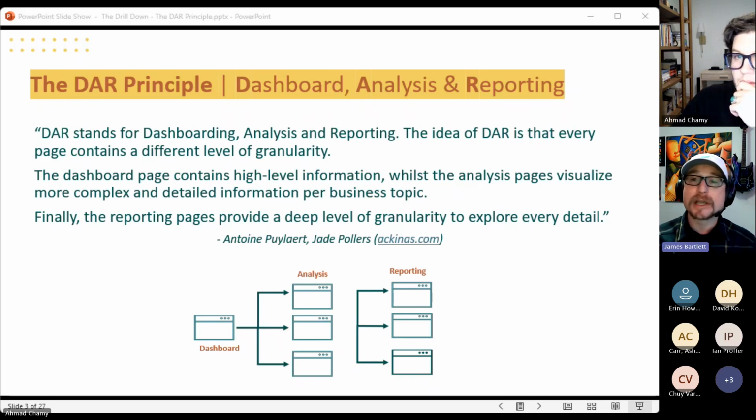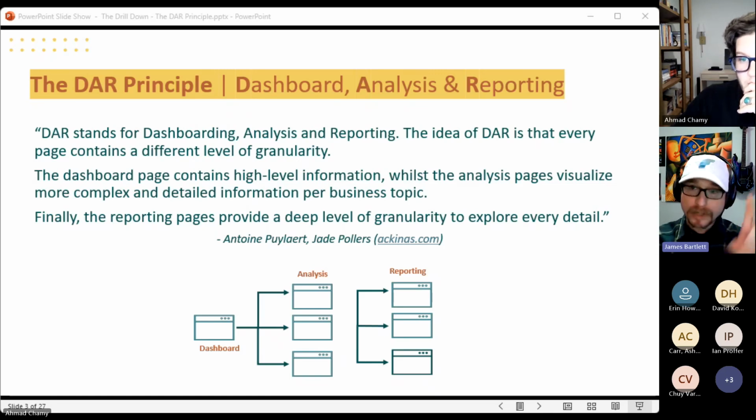The analysis page is more for visualizing the data in complex ways, looking at the relationships between different things. Of course, you're looking for things like correlations between things, part-to-whole relationships, things like that. But of course, we're still talking about looking at this at a higher level overview kind of thing. So that is the analysis pages.